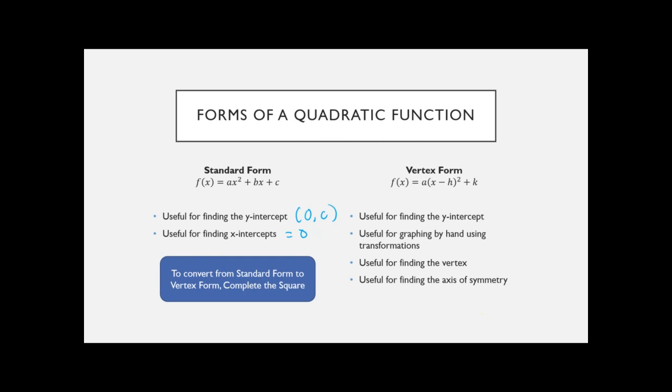Each type of equation has what it's useful for, which is why we have multiple forms. To go from standard form to vertex form, you have to complete the square, but we're not going to focus on that because that's not used too often. So we're not going to work on actually going through that process. What's important is understanding the different forms and what information they give you.